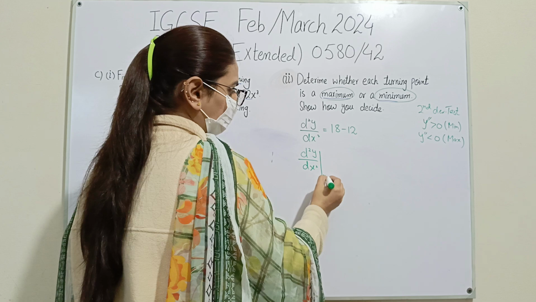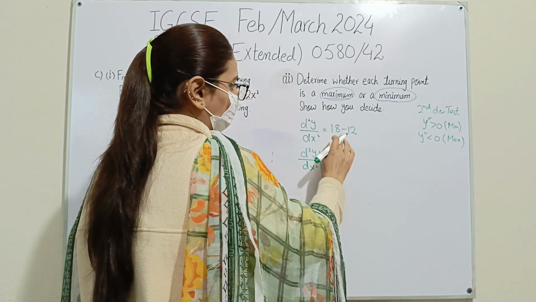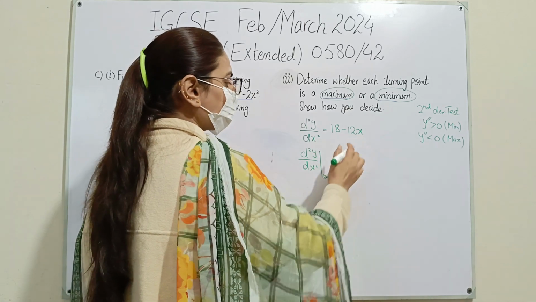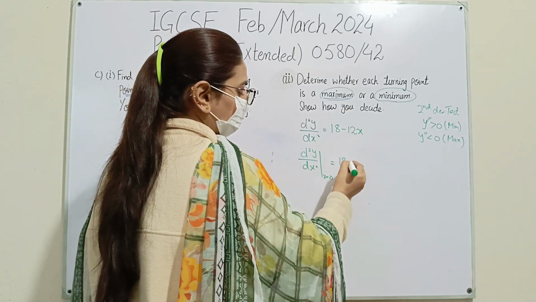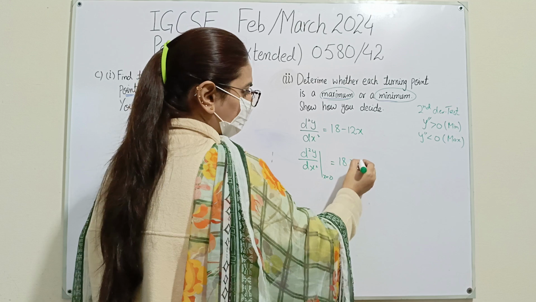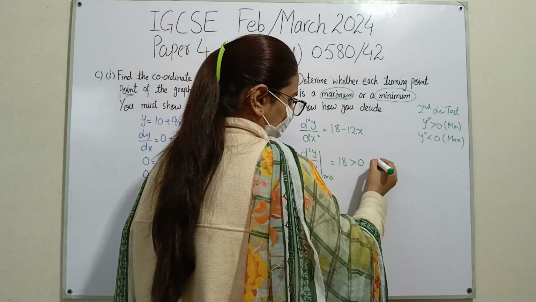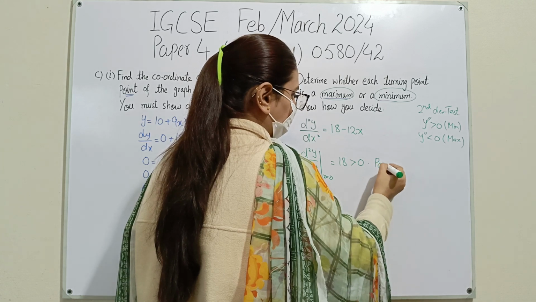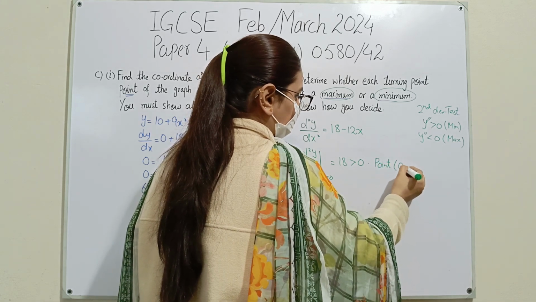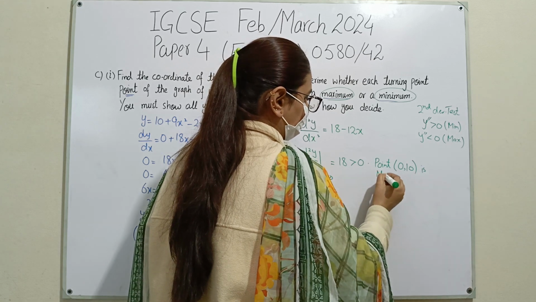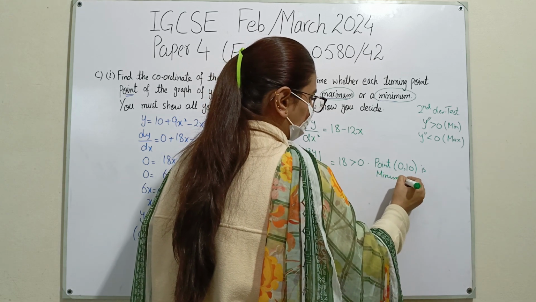The second derivative at x equal to 0: put x equal to 0 here, you will get 18. And it is quite clear that 18 is greater than 0. So the point (0, 10) is a minimum.